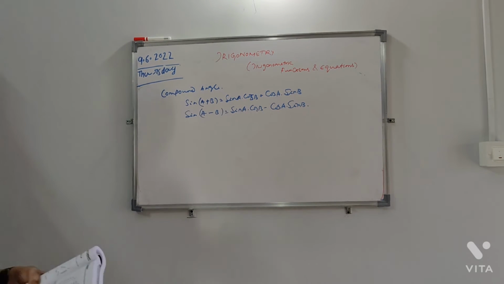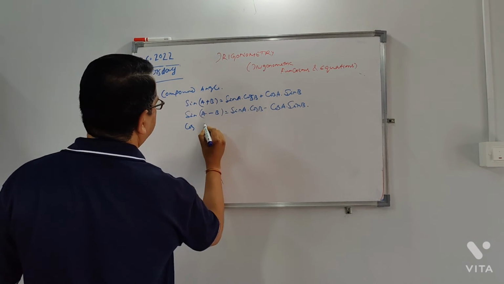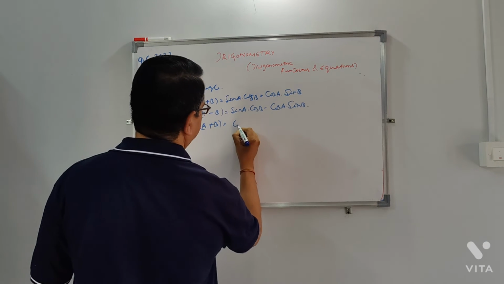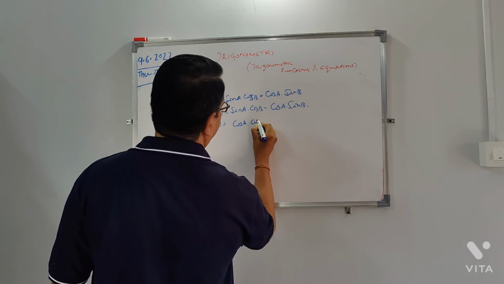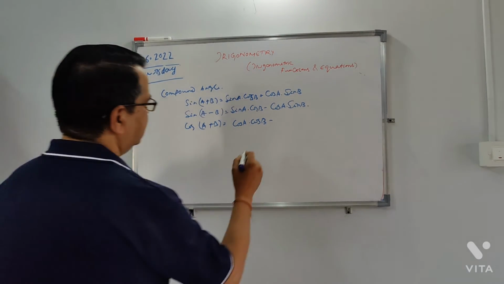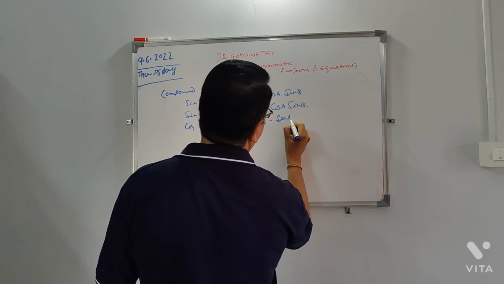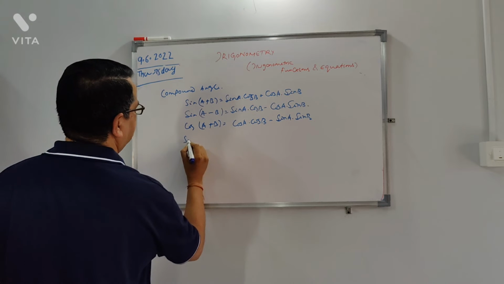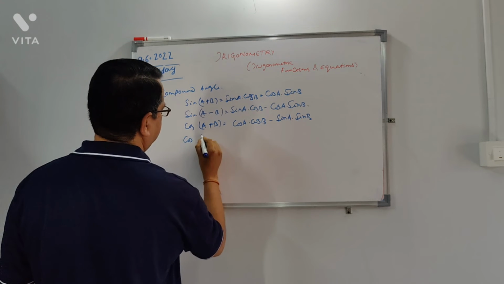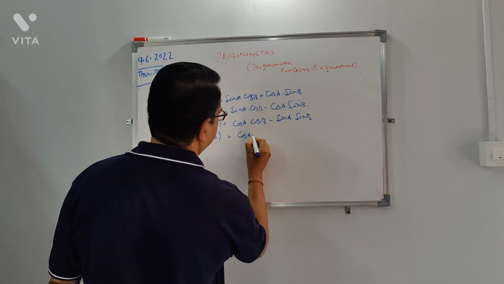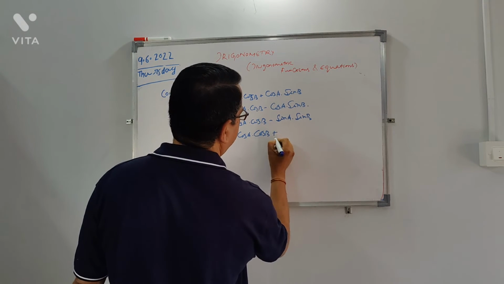Similarly, cos A plus B will be cos A into cos B, and in the case of cos, it will be minus sin A into sin B. Then cos A minus B is the same thing with the plus: cos A into cos B plus sin A into sin B.